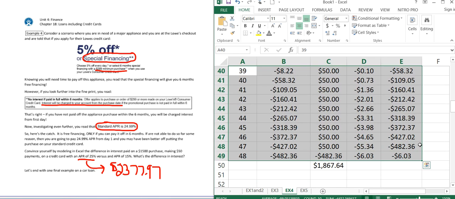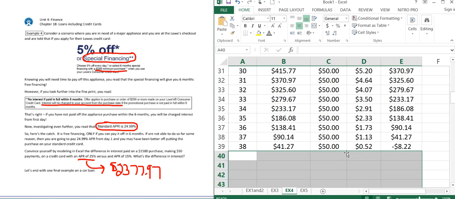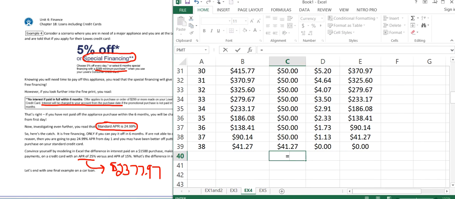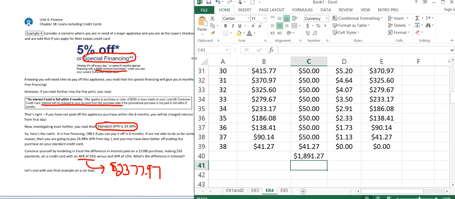So let's look at this last month again. I would just pay off whatever my balance is. We'll assume we don't get charged the interest there. So again, let's look at, in this case, what would I spend? So notice here I'm finding what I'm spending in total. So $1891.27.